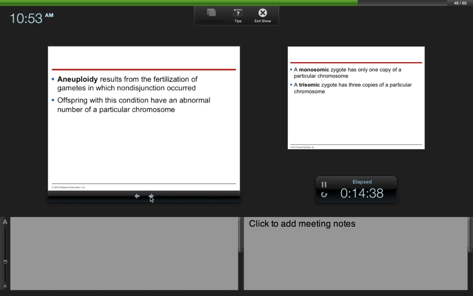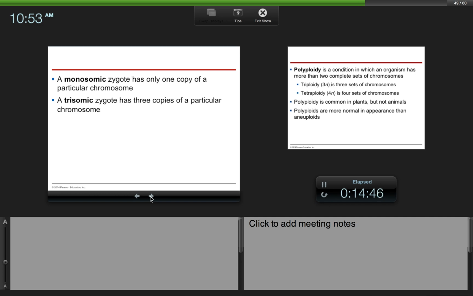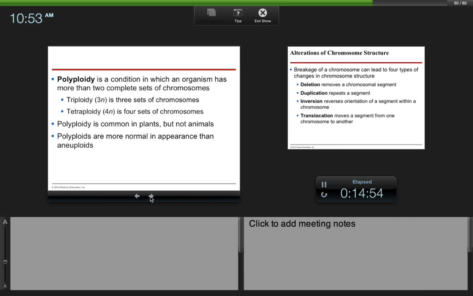Aneuploidy results from the fertilization of gametes in which non-disjunction occurred. Offspring with this condition have an abnormal number of a particular chromosome. A monosomic zygote has only one copy of a particular chromosome. A trisomic zygote has 3 copies of a particular chromosome. Polyploidy is a condition in which an organism has more than 2 complete sets of chromosomes. Triploidy is 3 sets, tetraploidy is 4 sets. Polyploidy is common in plants, not in animals.